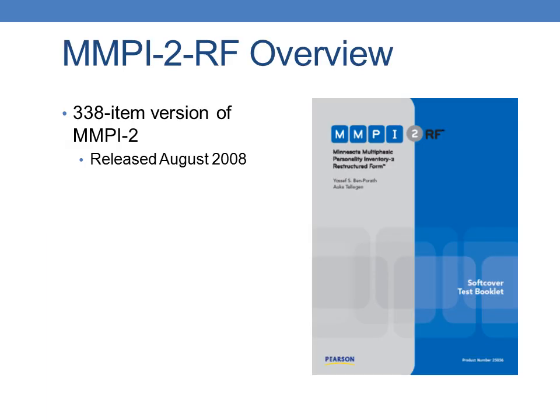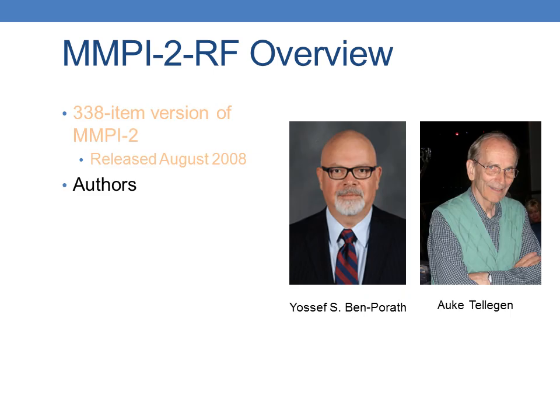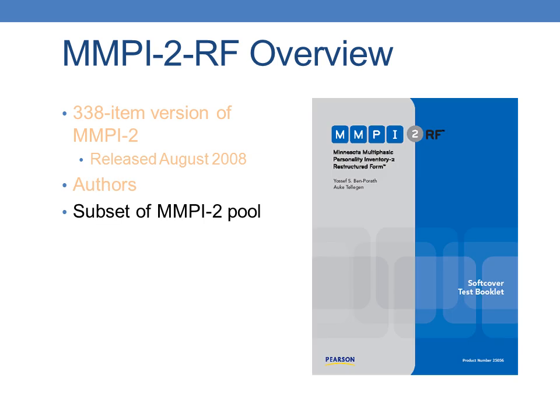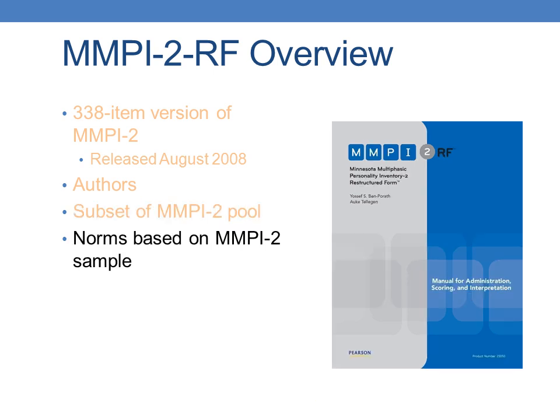So the RF is a 338 item version of the MMPI-2, and it's been out now for 10 years, released back in August of 2008. The test was developed by Ben-Porath at Kent State and Tellegen at the University of Minnesota, and includes a subset of the MMPI-2 item pool. So there were no new items that were written for the MMPI-2-RF.